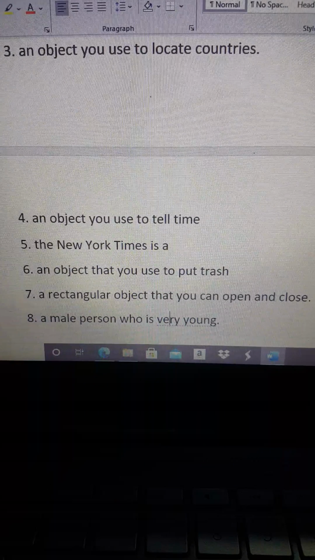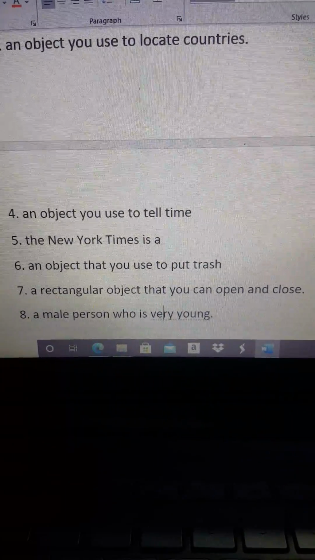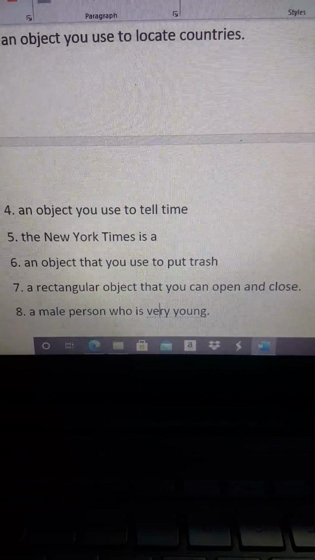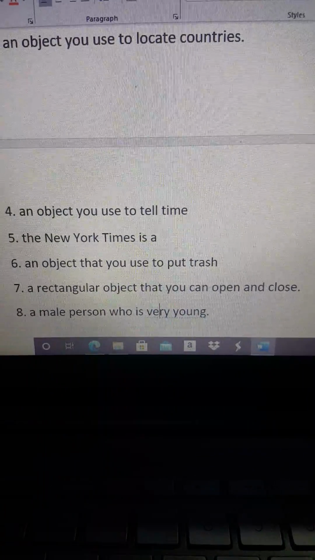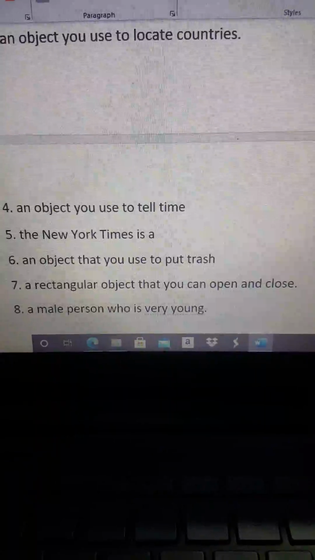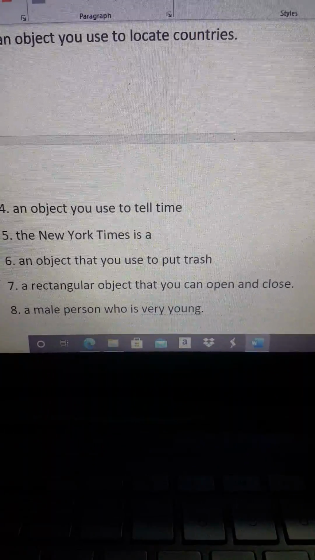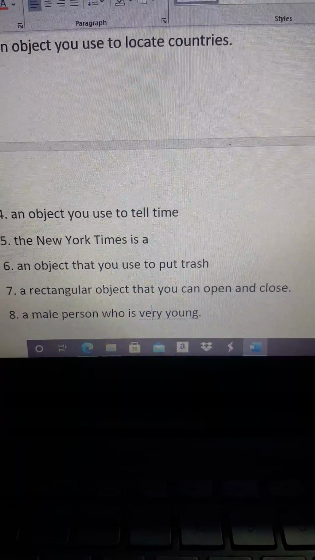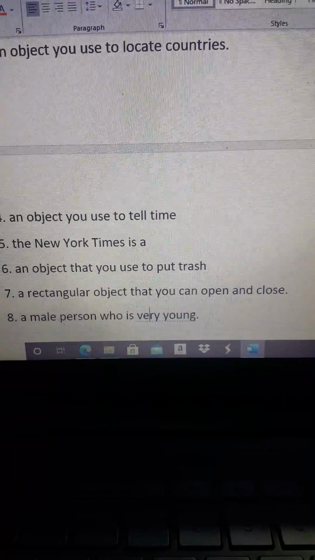The New York Times es un periódico. Okay, an object that you use to put trash, el cesto de papeles. El cesto de papeles. By the way, they have different words to say waste basket in Spanish, but el cesto de papeles is one of the vocabulary that you could use. And for number seven, a rectangular object that you can open and close, la puerta. And for number eight, a male person who is very young, el muchacho.